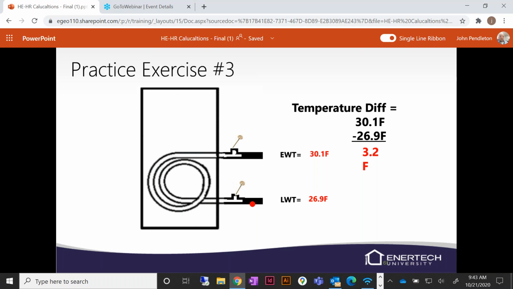Normally on a closed loop system, when we're running 3 GPM per ton, we're normally about 8 degree temperature difference, somewhere in there. On an open loop, when we're running 1.5 GPM per ton, we're about double that, so about 16. So you can kind of remember that and kind of look at some of your temperature differences.